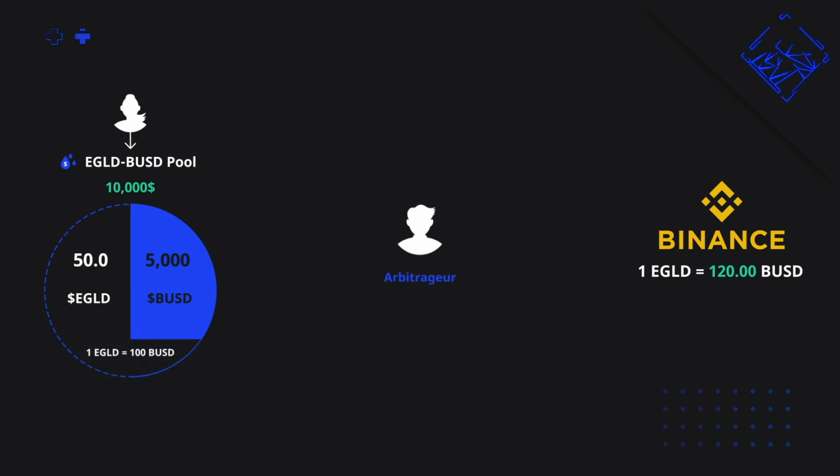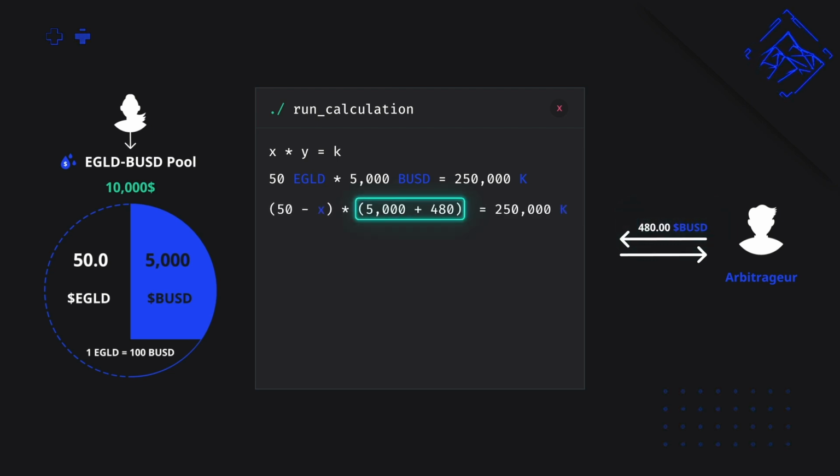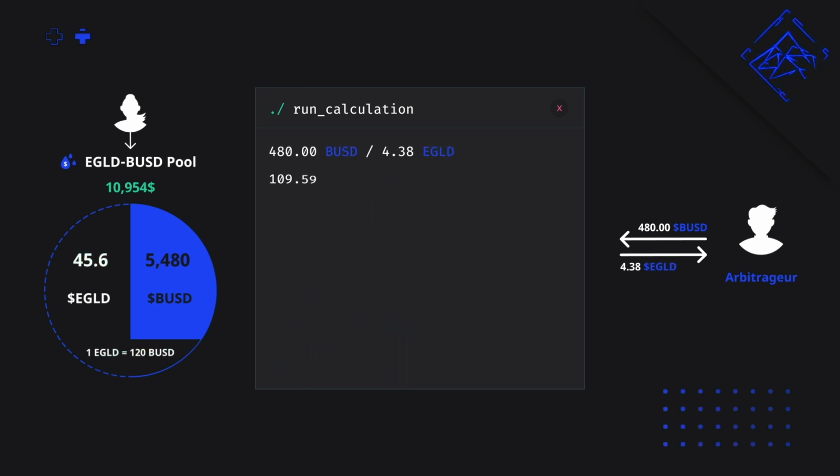The arbitrageur comes in. We have 50 EGLD in our pool and 5,000 BUSD, so the constant K is 250,000. The arbitrageur comes in and buys EGLD for 480 BUSD. In other words, he inserts 480 BUSD into the pool and will get an X amount of EGLD back, as the formula will decide. We continue to solve the formula, and we conclude that the arbitrageur received approximately 4.38 EGLD for his 480 BUSD. So, he paid an average of approximately 109.6 BUSD per EGLD.